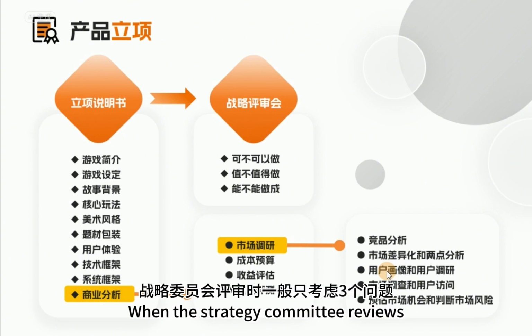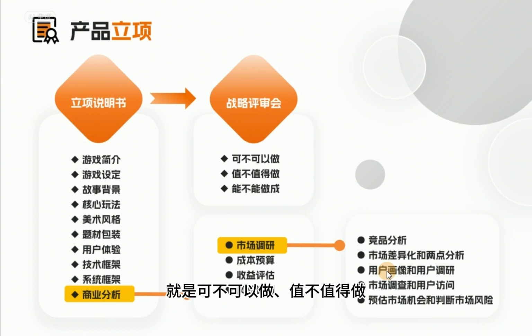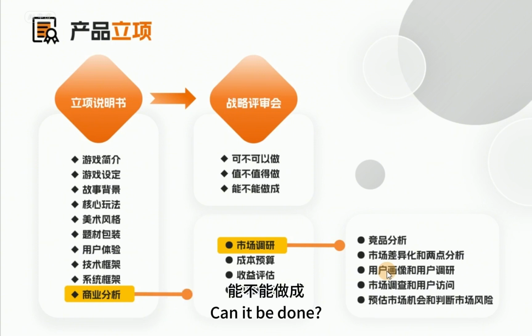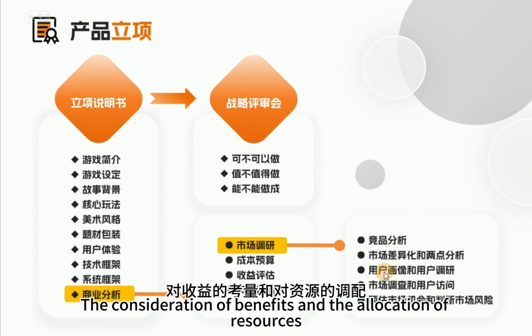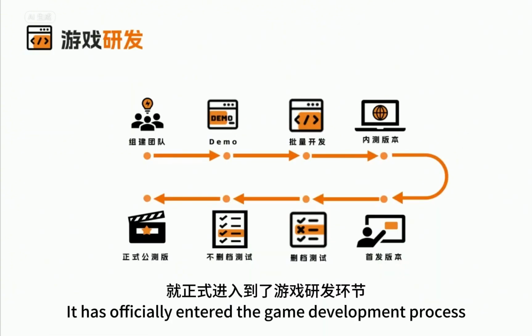When the strategy committee reviews, usually only 3 questions are considered. Is it possible to do? Is it worth doing? Can it be done? This includes the judgment of the market, analysis of risk, the consideration of benefits, and the allocation of resources. After the product is approved, it has officially entered the game development process.